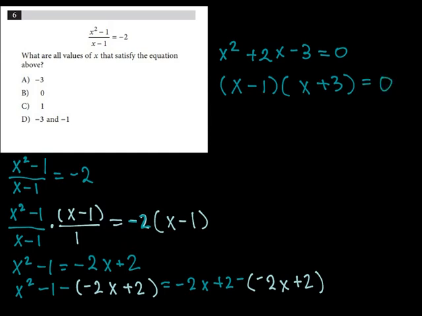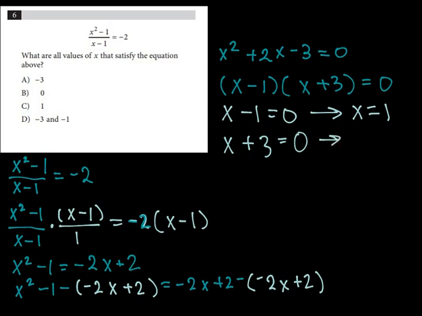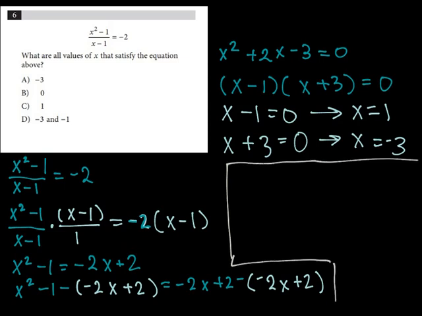So here we would get, first of all, x minus 1 equals 0, and x plus 3 equals 0. So if x minus 1 is 0, then x would equal 1. And if x plus 3 is 0, then x would equal negative 3. So these are the two x values we got. Now we are going to plug these x values back in to make sure they're correct.